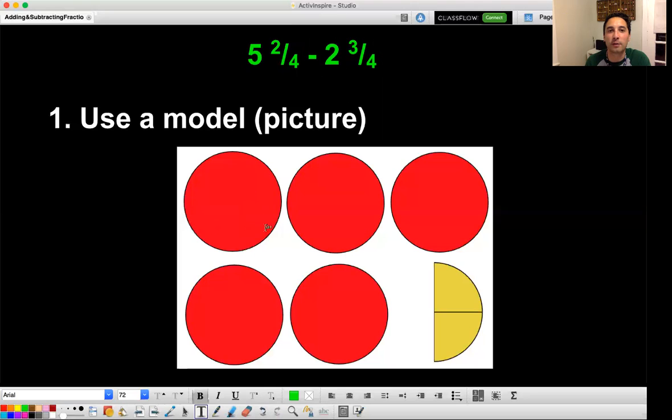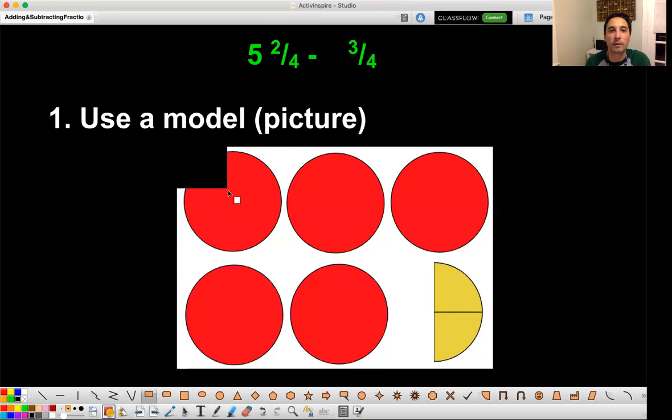I'm saying that a circle is a whole, 1, 2, 3, 4, 5 wholes and 2/4, which means 2 pieces, and the size of them is out of 4. So there would need to be 4 of these pieces total. All right, so now I need to take away 2 3/4. Okay, so I know the first step to that. So the first step is I'm going to need to literally take some of these away. So I can take away first, I'm going to take away 2 wholes.